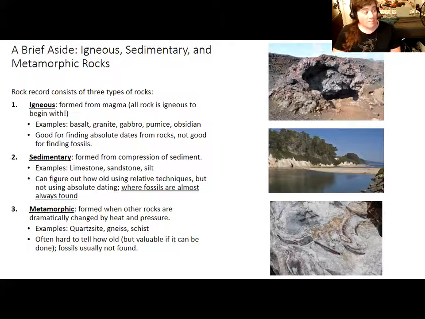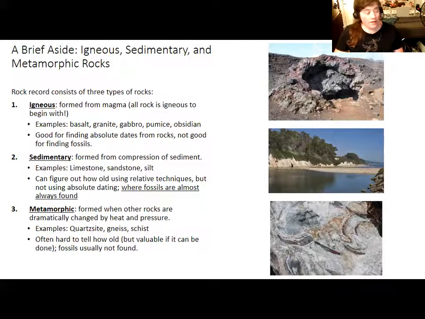It's often hard to date them because their minerals have been so warped, but they can be very valuable. However, it's very unlikely that you're going to find fossils in them because the same heat and pressure that cause the minerals to be warped and to form new minerals tends to destroy the fossils.